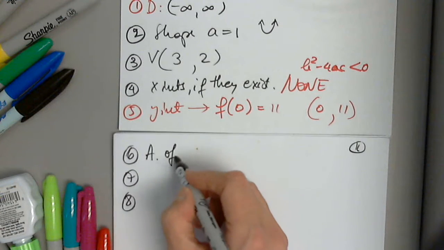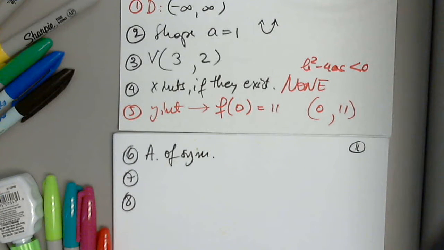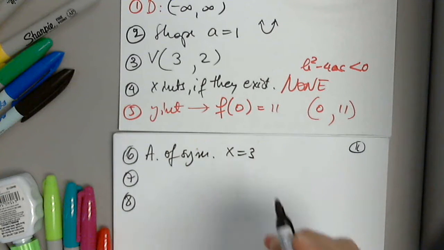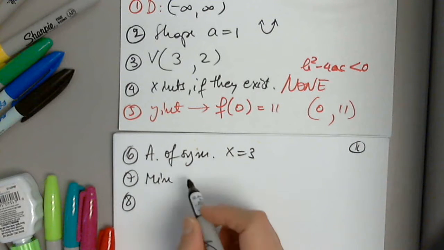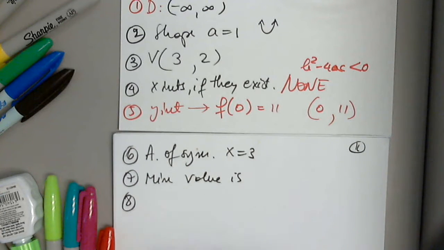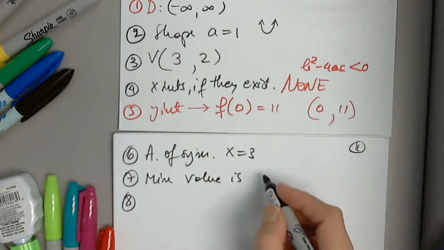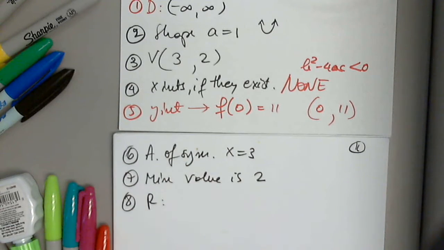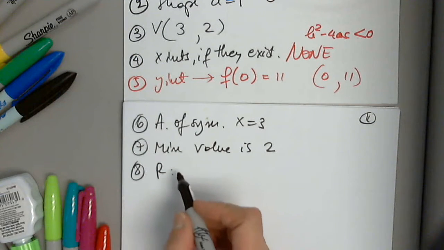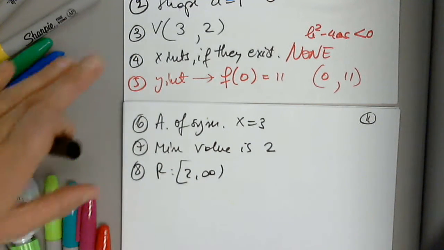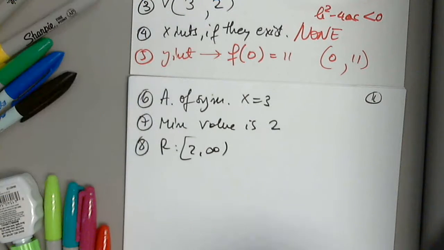Axis of symmetry. Okay. Minimum value is perfect. And the range, please, although we haven't even graphed it, we know the range. 2 to infinity. Awesome. That's it. That's all we need.